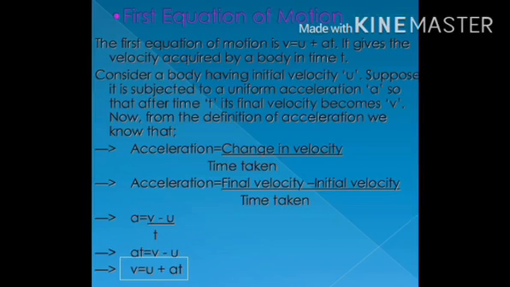Now from the definition of acceleration we know that acceleration is equal to change in velocity upon time taken. So the acceleration is equal to final velocity minus initial velocity upon time taken. So a = (v − u)/t. We transfer t to the other side, the RHS, so it is at = v − u, and then transfer −u to the RHS. Then it is v = u + at, which means final velocity is equal to initial velocity plus acceleration into time. This is the first equation of motion.